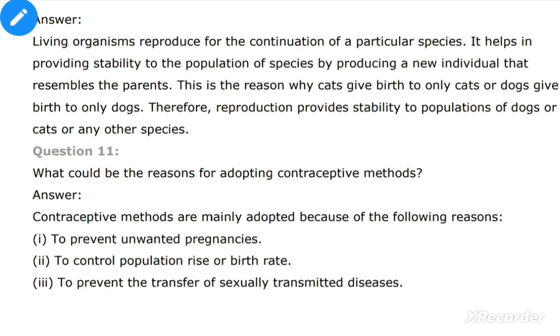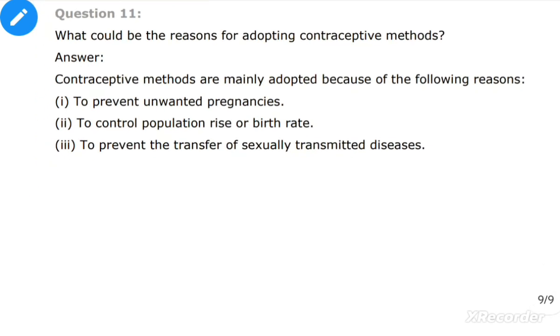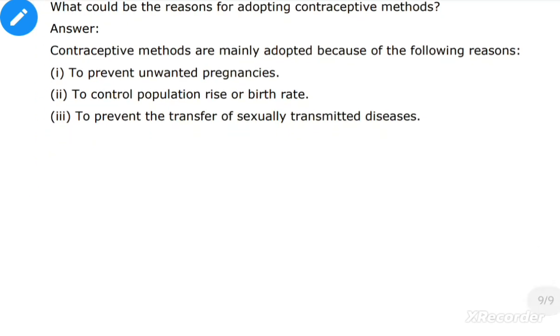Next question: what would be the reason for adopting contraceptive methods? Answer: contraceptive methods are mainly adopted because of the following reasons: first, to prevent unwanted pregnancies; second, to control population rise or birth rate; third, to prevent the transfer of sexually transmitted disease.